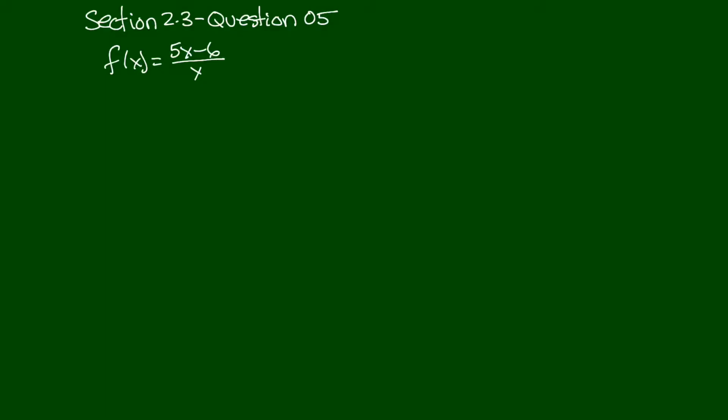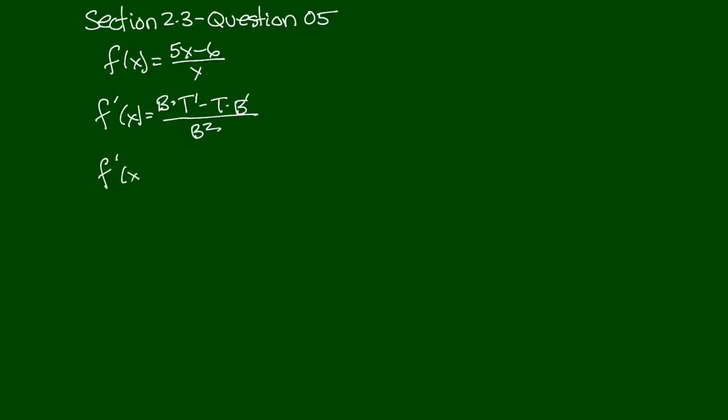We're asked to find the first and second derivative of this function right here. So we have a quotient, so I think we should use the quotient rule for this. And I like to write the template for it. So f prime is the bottom times the derivative of the top minus the top times the derivative of the bottom over the bottom squared.